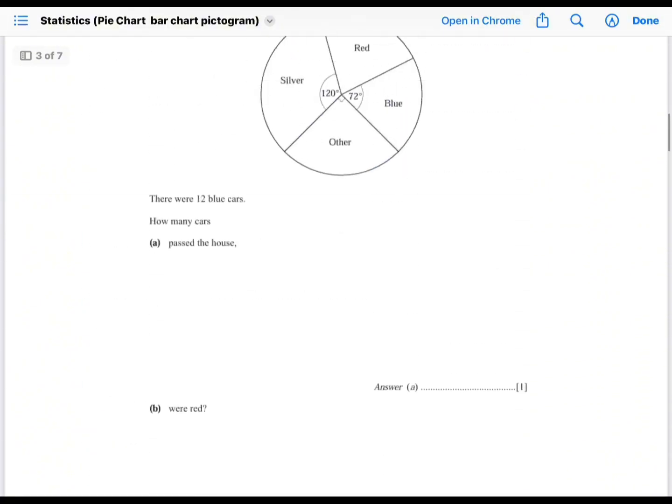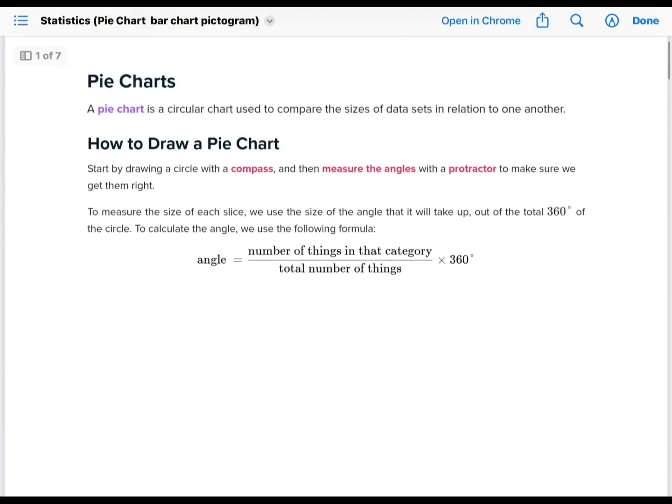Okay, so let's start. The basic concept of pie chart is basically a pie chart is a circular chart used to compare the size of the data sets in relation to one another. This is a basic definition of pie chart. And I hope you have done this basic concept in classes 6, 7, 8, so I hope there is no issue in that. What is basically a pie chart? And if you don't know, then it will be easier for you to understand the concept of pie chart when you watch this video.